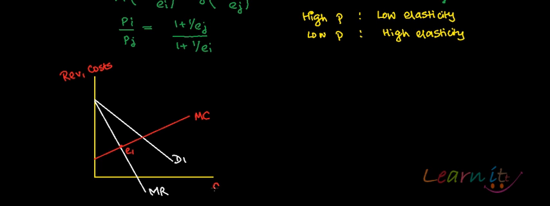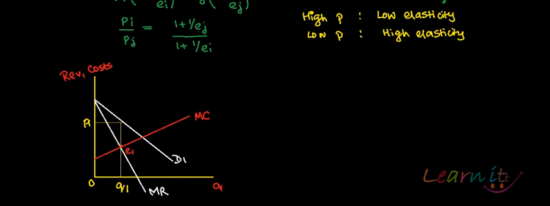This is the quantity which you have. So the amount which is going to be produced is given by this, and the price which is going to be charged is this. This is Q1 and this is P1.